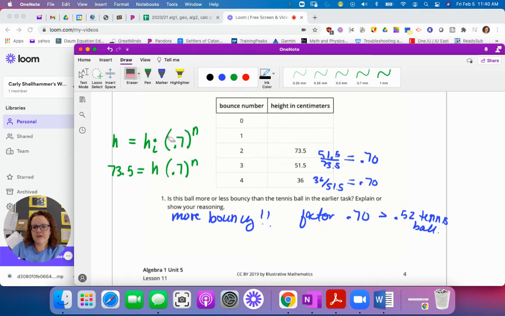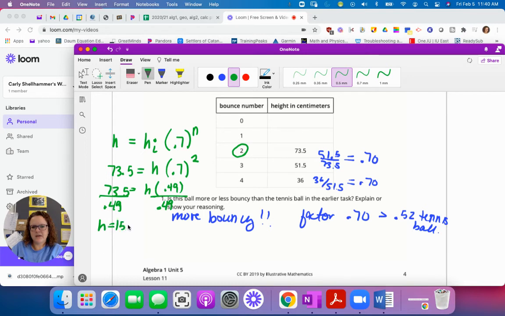And that n, actually, we know that. Because when n was 2, my height was 73.5. So 0.7 raised to the second power. I'm going to divide both sides. I'm writing over my words now. So 73.5 divided by that. My height prior to that was 150.